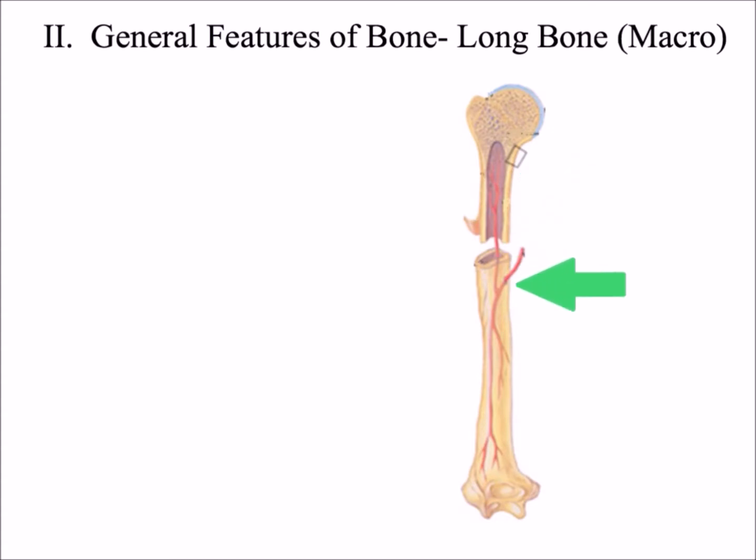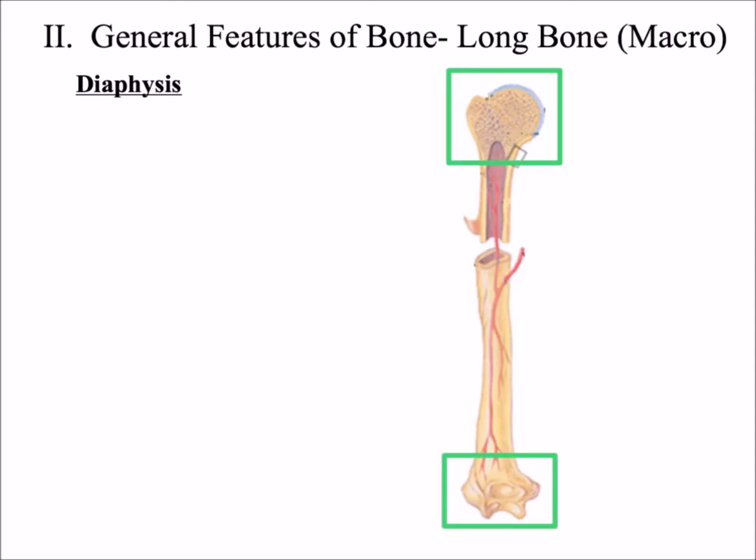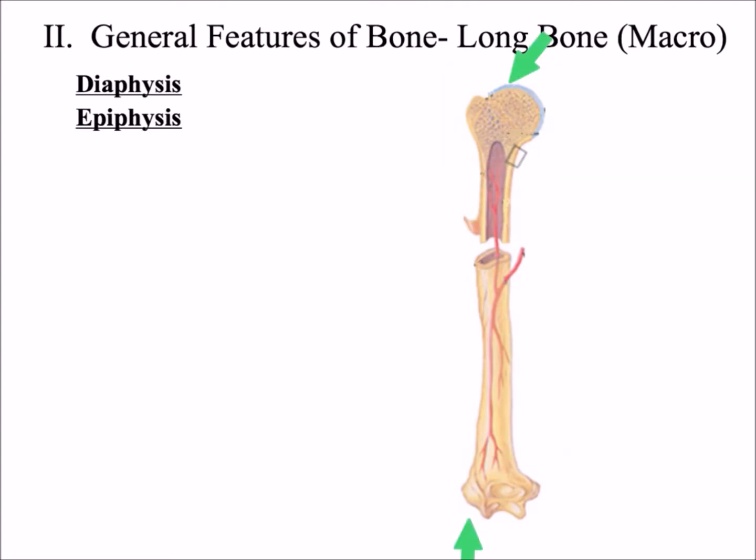area right here. This is called the shaft or the diaphysis. At the ends of a typical long bone are these little knobby ends, which we call the epiphyses. Epiphyses is plural, epiphysis is singular. At the ends of the epiphyses, you will see something called articular cartilage. Artic, A-R-T-I-C, means joint. So articular cartilage is cartilage that you find at the joints, where two bones come together.